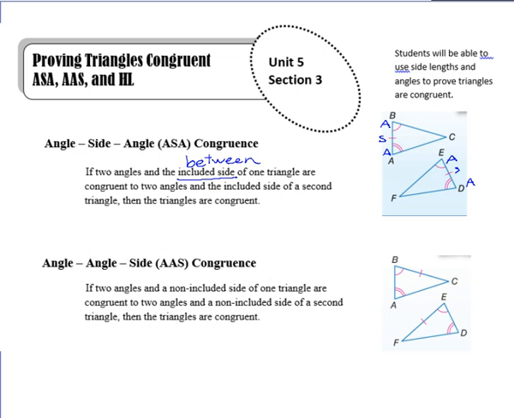Oftentimes, a question that students usually ask is, how do I know which order to go in? Like, how did I know to go angle, side, angle? Why can't I go this way? Let me clear that. Why can't I go from here to here to here and call it angle, angle, side? Whenever you are looking at the marks that you have on the triangle, or maybe marks that you're making, there's one big major rule, and that is no skipping parts.